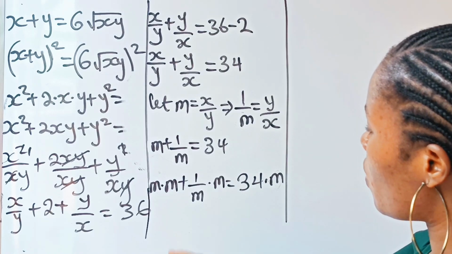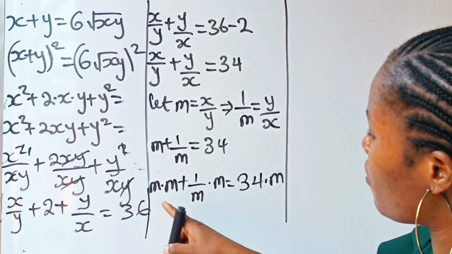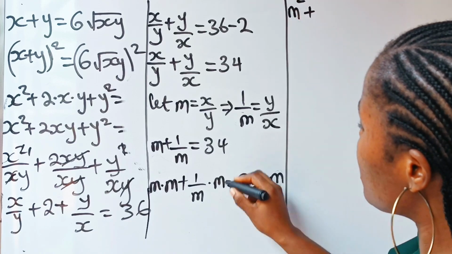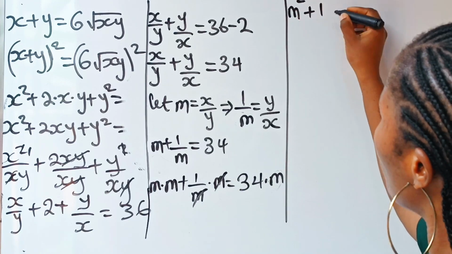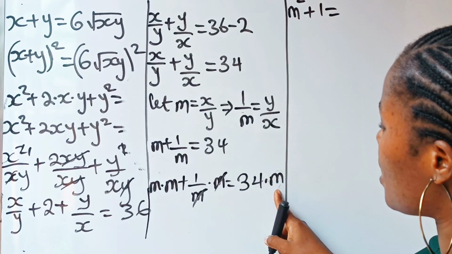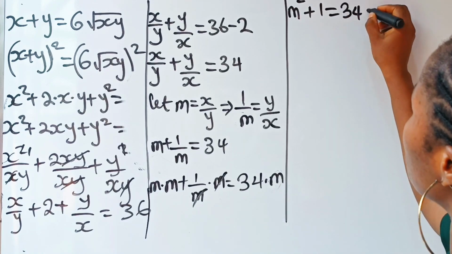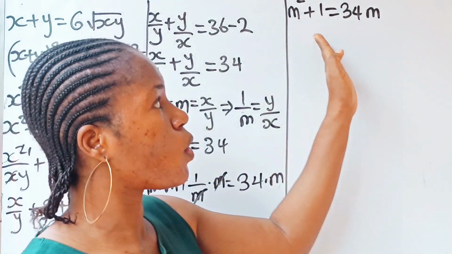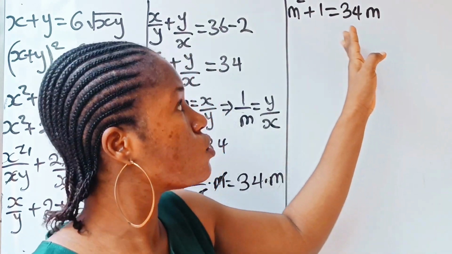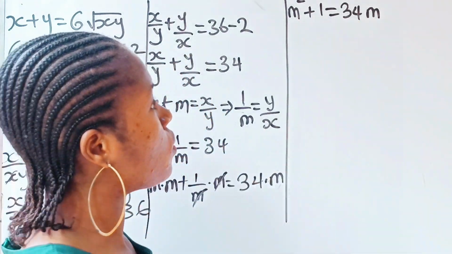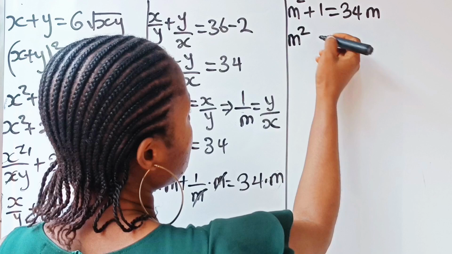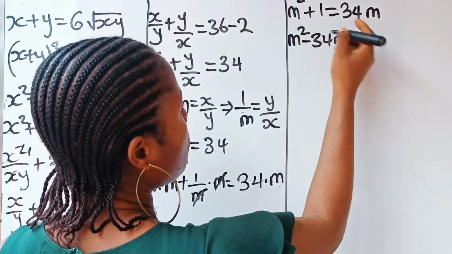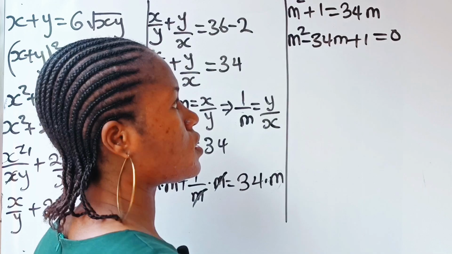All right, so when we now expand this, we are going to have m times m will give us m squared, plus this divided, we have 1, is equal to, when this times this, we have 34m. Now we want to form a quadratic equation, and to do that we need to arrange this well. So we have m squared, 34m will cross to become minus 34m, then plus 1 is equal to 0.